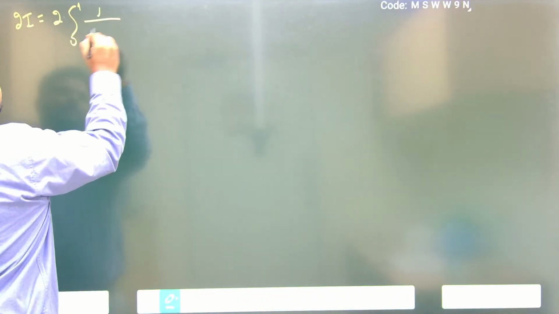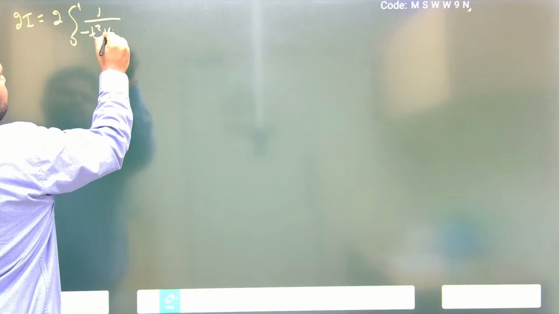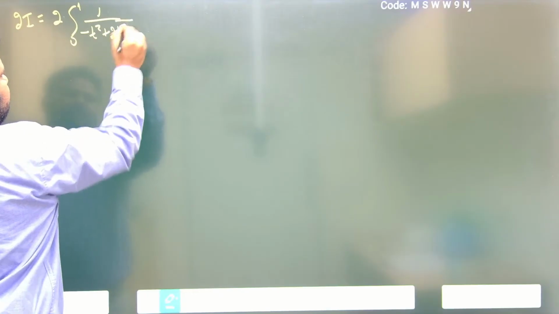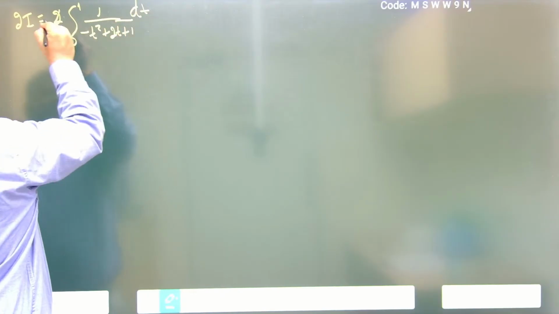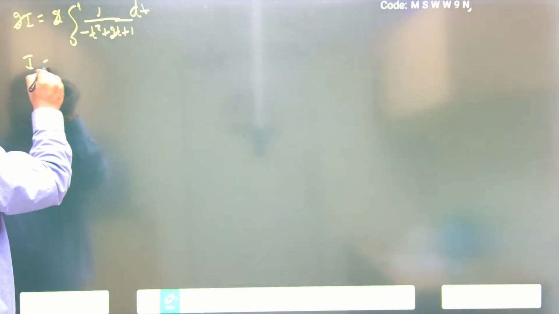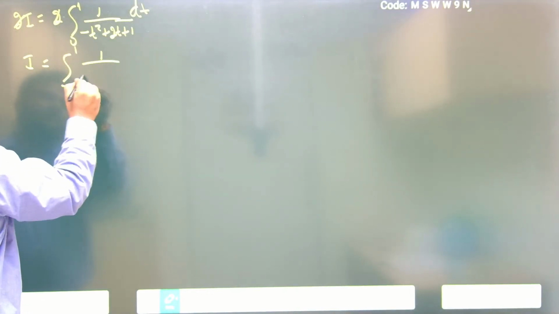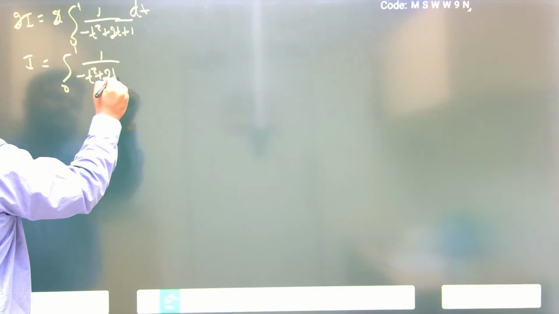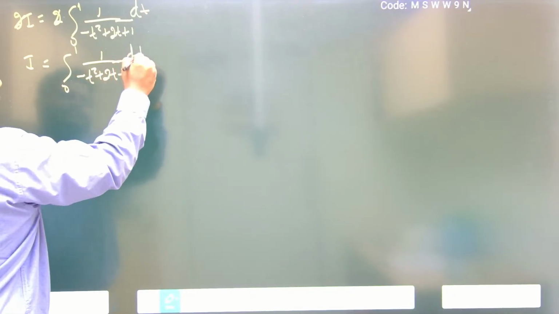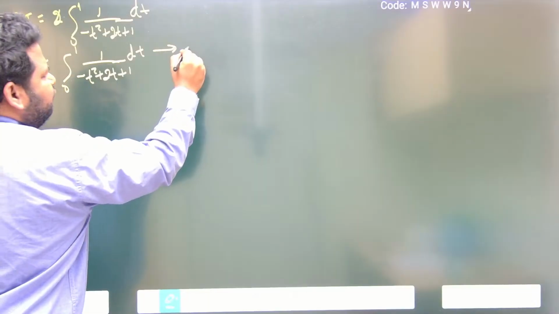Of 1 by (minus t square plus 2t plus 1) dt. What can I do? The 2 and 2 I can cancel. I have I equal to the integral of 0 to 1 of 1 by (minus t square plus 2t plus 1) dt. Let this be equation 4.